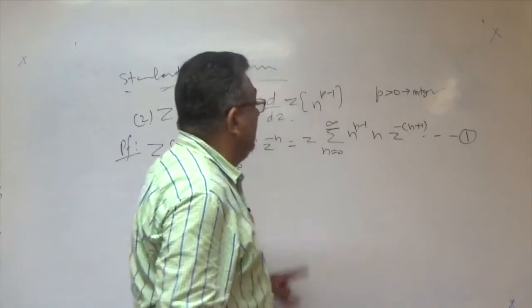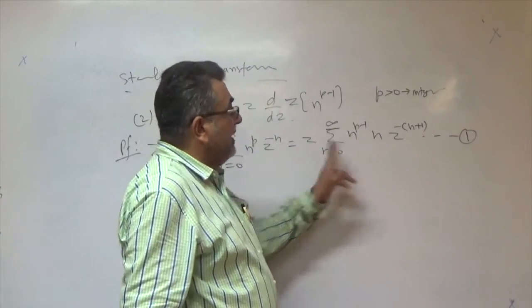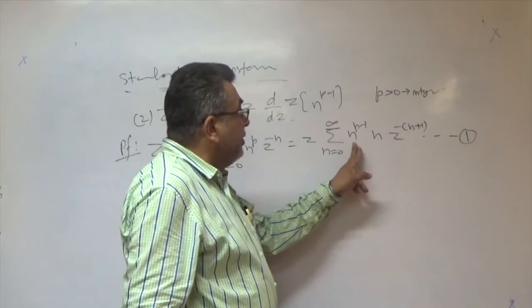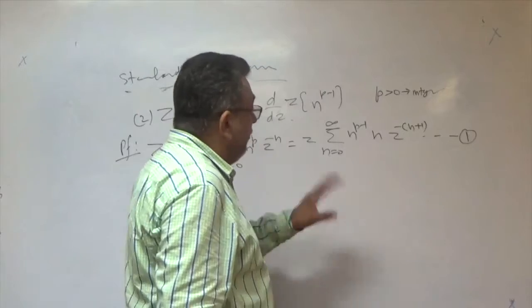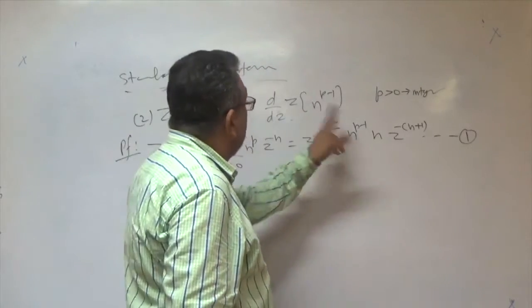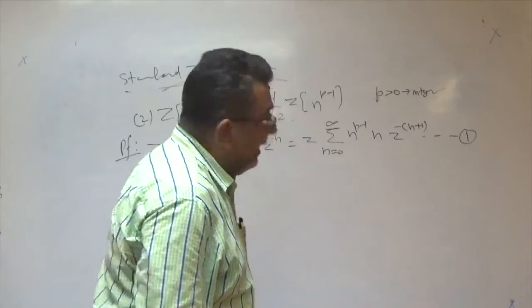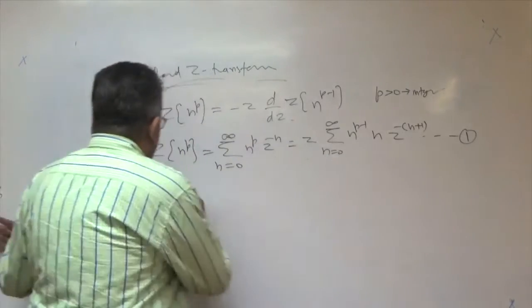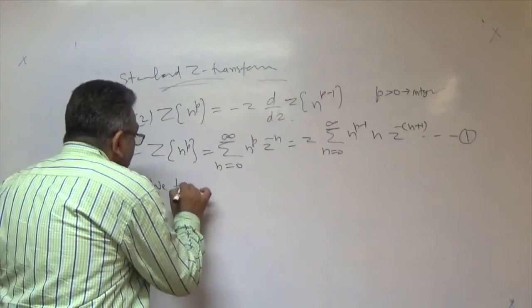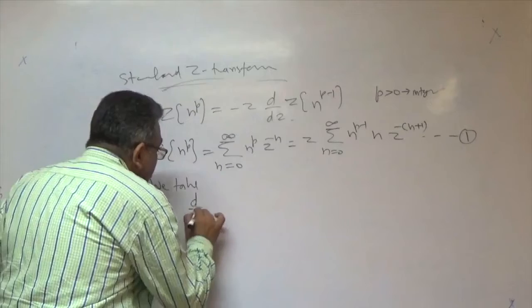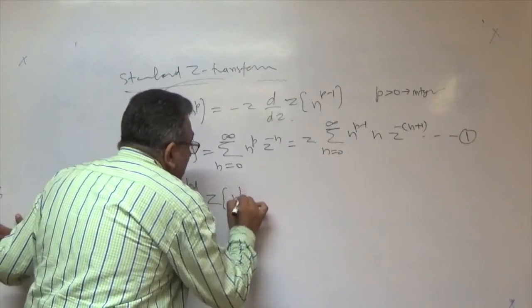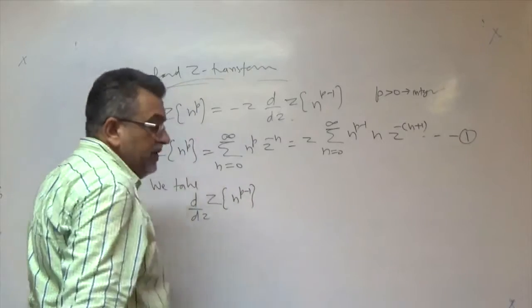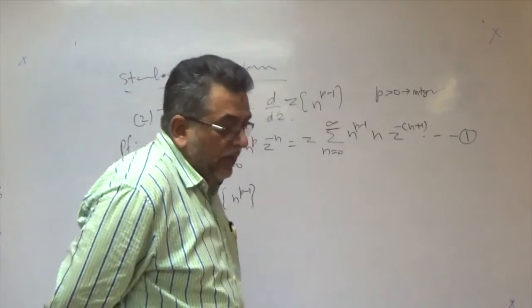Here we take z multiplied and z divided, and we break n to power p into two parts, n to power p minus 1 and n. Right? Now we calculate this right hand side separately and see what is the meaning of this. If we take d by dz of the z transform of n to power p minus 1, first we calculate the meaning of this.